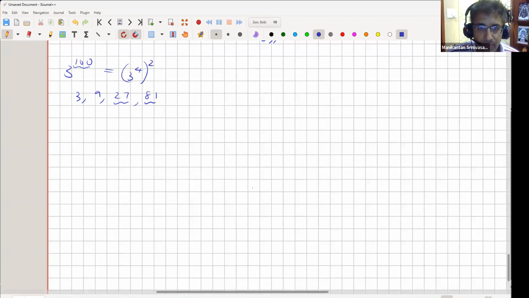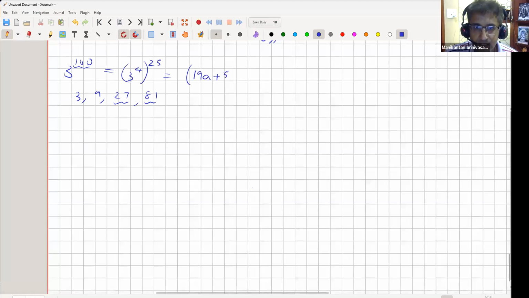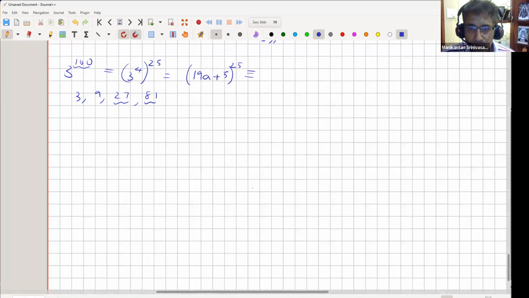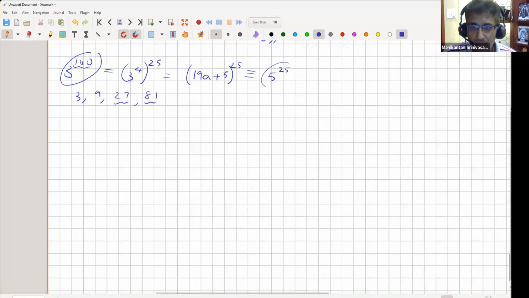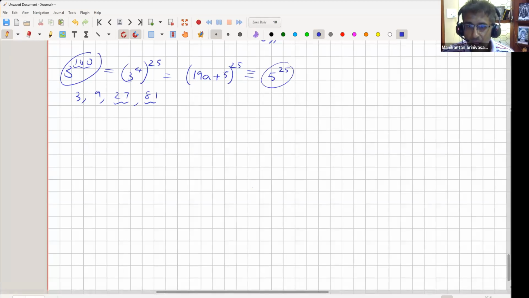I'm not even using Fermat's theorem now. I'm just using 3 power 4. Now this is 19a plus 5, 76 plus 5. So effectively, my problem reduces to 5 power 25. From 3 power 100, I've shifted to another prime number. It's 5 power 25. Now I'll start my analysis with powers of 5.